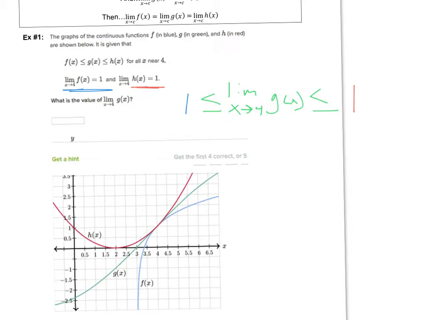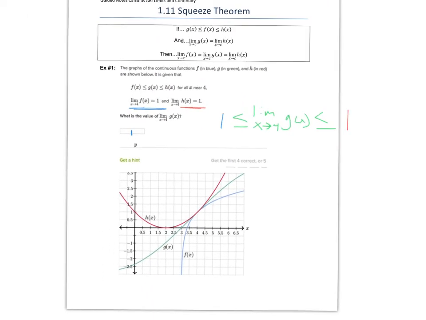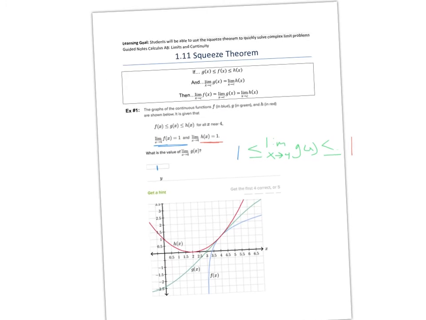So what's the value of this? It's just 1. And that's it. That's all there is to it. It's a really pretty simple idea. You might see some that are a tad bit more involved than that, but not really.